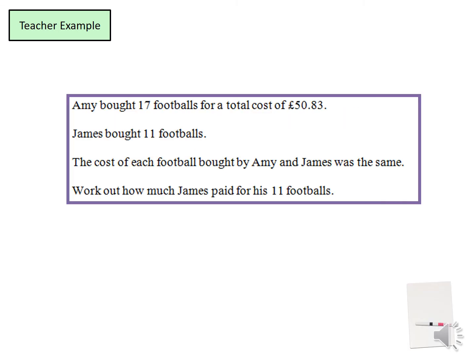Okay, Amy bought 17 footballs for a total cost of £50 and 83 pence. James bought 11 footballs. The cost of each football bought by Amy and James was the same. Work out how much James paid for his 11 footballs. So Amy bought 17. The cost of one of them is the same as how much James paid for one. Okay, so we're going to use the unitary method again.